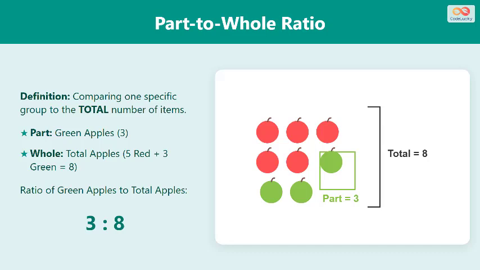Now let's look at a part-to-whole ratio. This is different. Here, we compare one specific group to the total number of items. If we want the ratio of green apples to all apples, we first count the green ones, which is 3. Then we count the total, which is 8. So the ratio is 3 to 8.